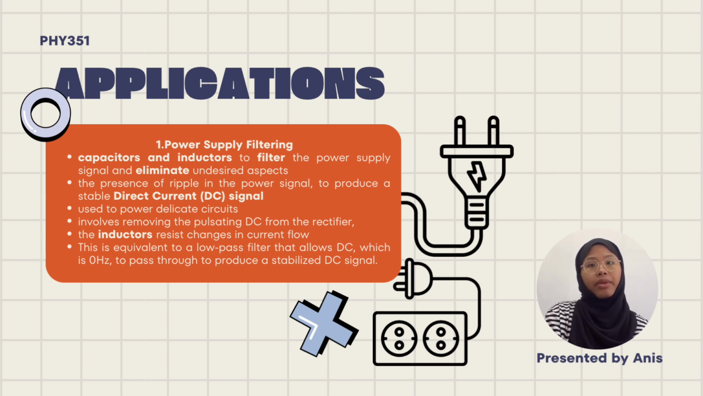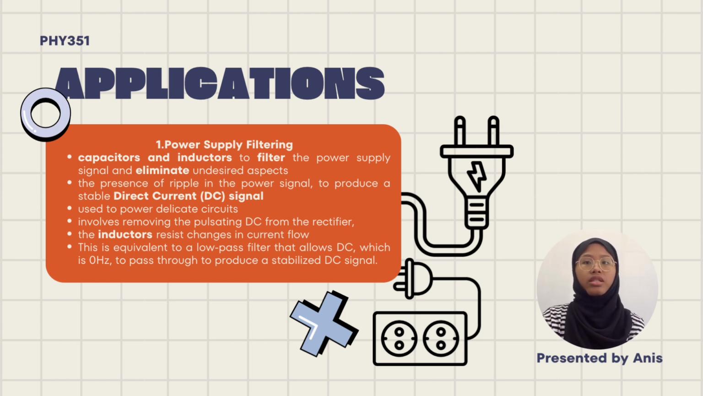Firstly, power supply filtering. This is the process of employing elements such as capacitors and inductors to filter the power supply signal and eliminate undesired aspects such as the presence of ripple in the power signal. It is to produce a stable direct current (DC) signal that can be used to power delicate circuits. The process involves removing the pulsating DC from the rectifier, where the capacitor absorbs current during the positive cycle and discharges current during the negative cycle.